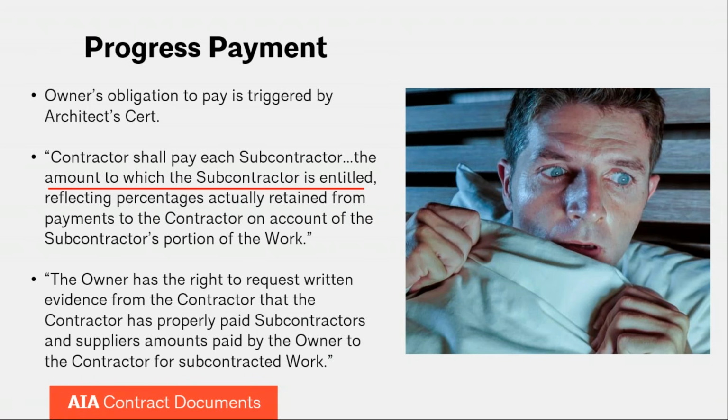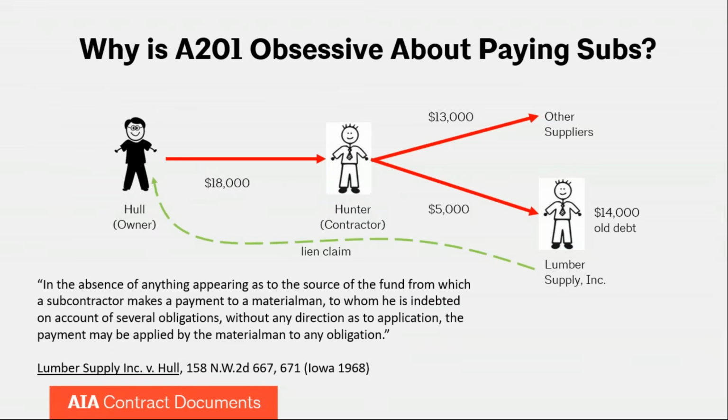Frankly, if you were to read the A201, it would come across in some sections as if there's a bit of paranoia about subcontractors not getting paid, right? We've already talked about a few provisions that seem a bit heavy-handed, where the contractor is required to pay each sub an allocated amount, and then the owner can even check up and request evidence. So why is it that the A201 seems to be a little bit paranoid with subcontractor payments? I'm going to show you a good example here. Just a second.